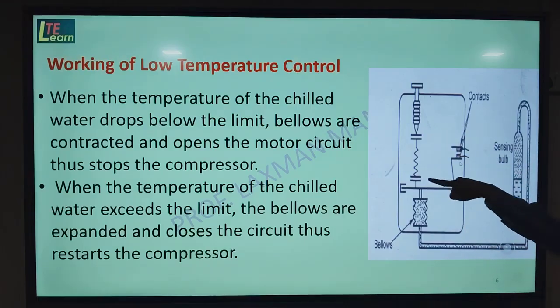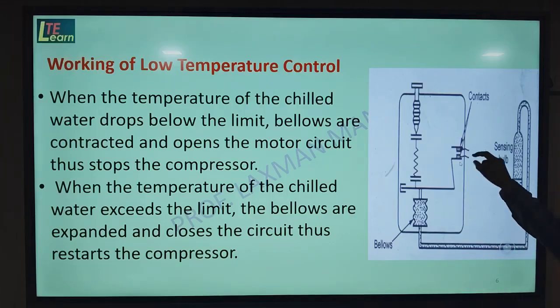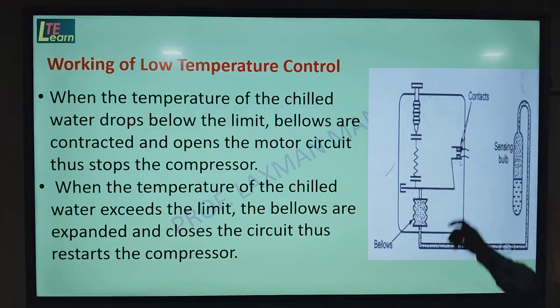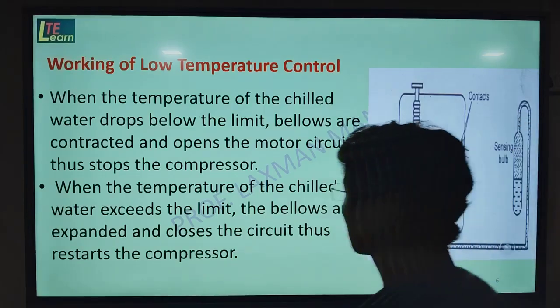On the other side of the plate, these are the electrical contacts. These electrical contacts are supported by this spring, and the spring force is set by this screw. So these electrical contacts will be open or closed by the action of the bellow and the spring force. Now we will see the working.